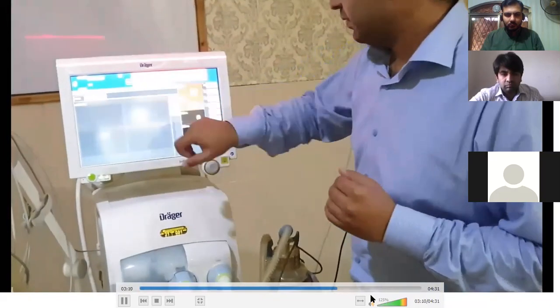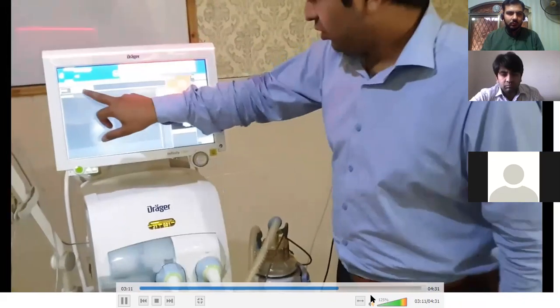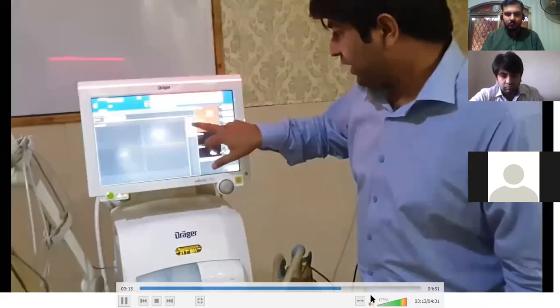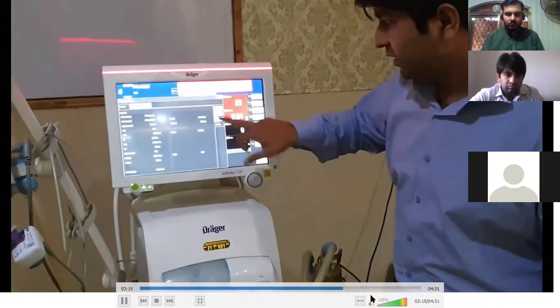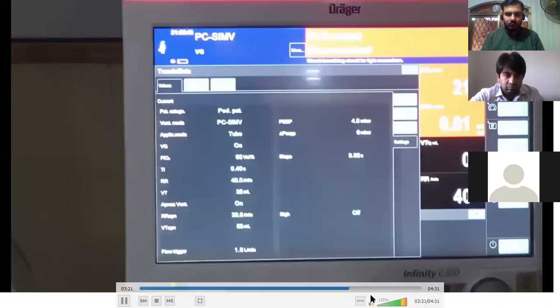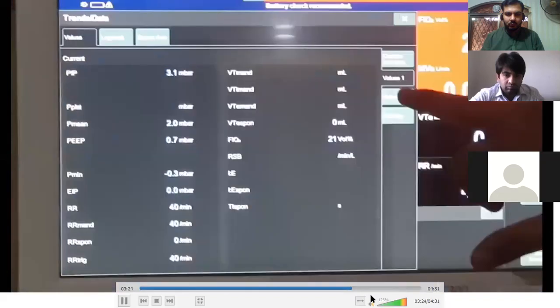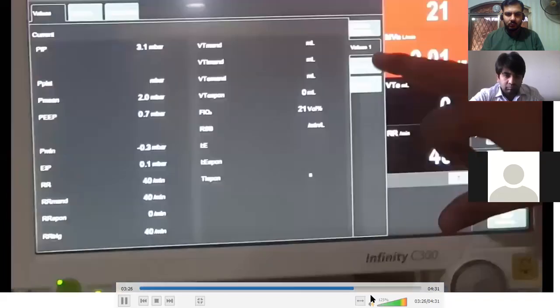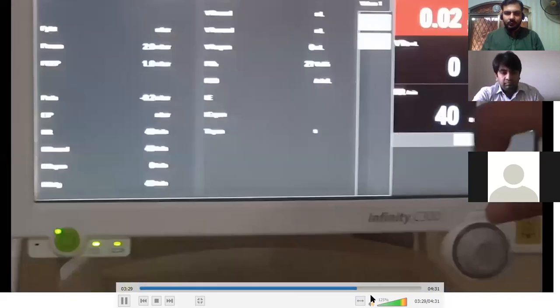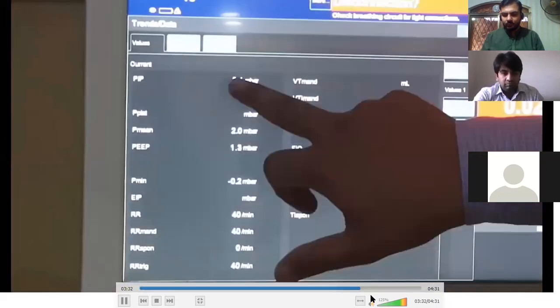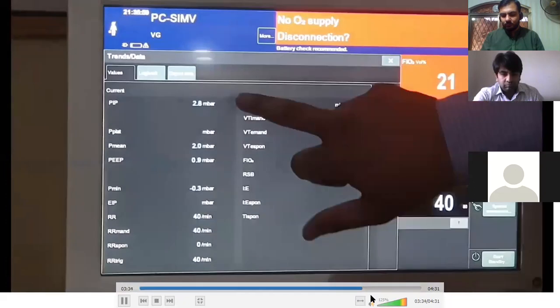So in these trends, we will see the settings. These are the settings that we have adjusted in the ventilator for the ventilator to deliver to the baby. And value 1 and value 2 are the parameters that the vent is delivering to the baby. For example, the peak inspiratory pressure that will be delivered to the baby will be shown here.